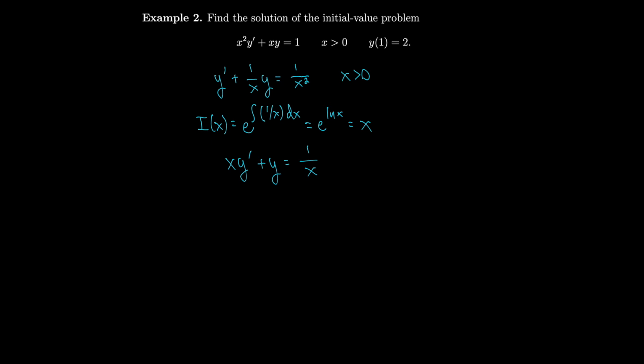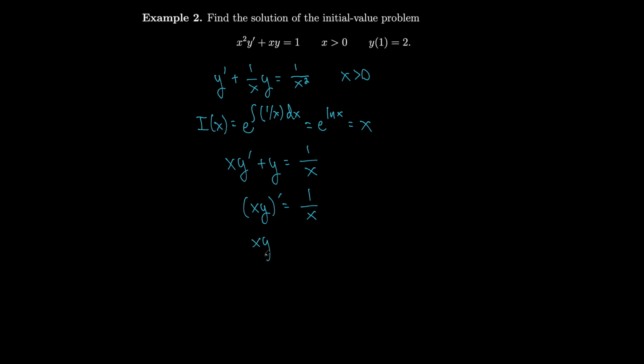But x times y prime plus y, this is the derivative of a function over here. And notice there's an invisible 1, which is the derivative of x. So this is just the derivative of x times y. You can test that. Here's the x, here's the derivative, and here's y. So that's 1 over x. So we just did the product rule in reverse. So now we integrate both sides.